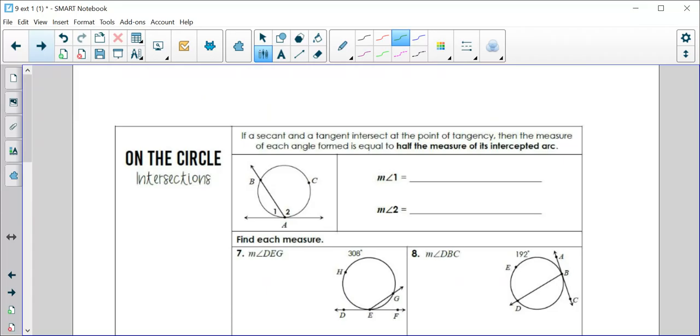Okay, this is when your 2 lines are intersecting on the circle. So notice it's a tangent and a secant. So to find angle 1, what we're going to do is just take half the measure of the arc. So angle 1 is over here, so its arc would be AB. So we're going to take half the measure of AB. And then to find angle 2 over here, same idea. We're going to take half the measure of that big arc there on the right, BCA.